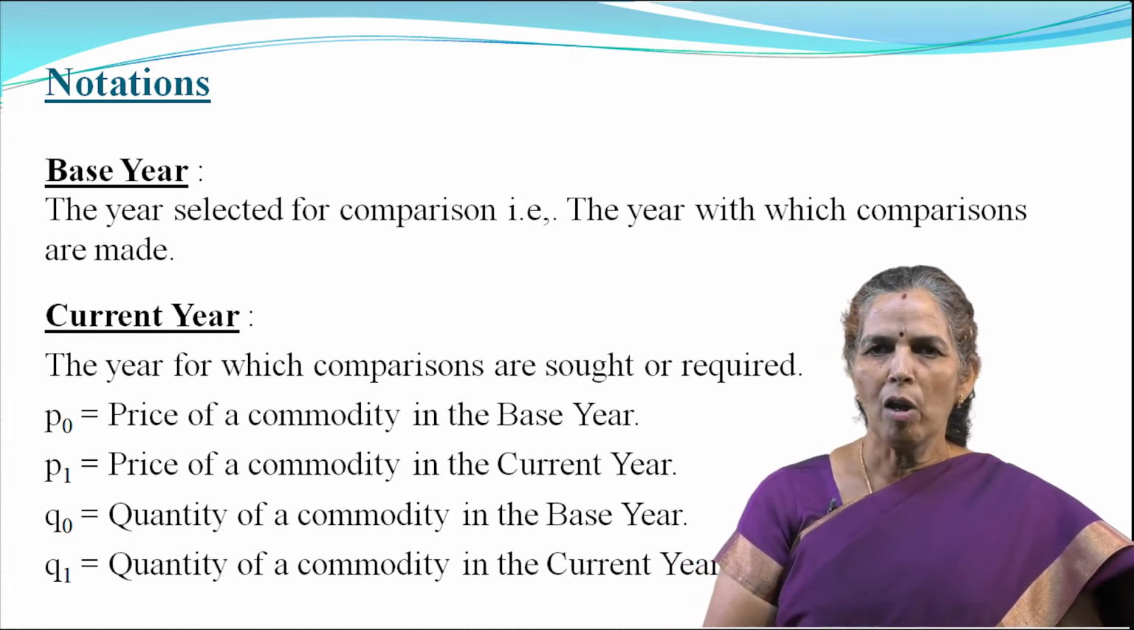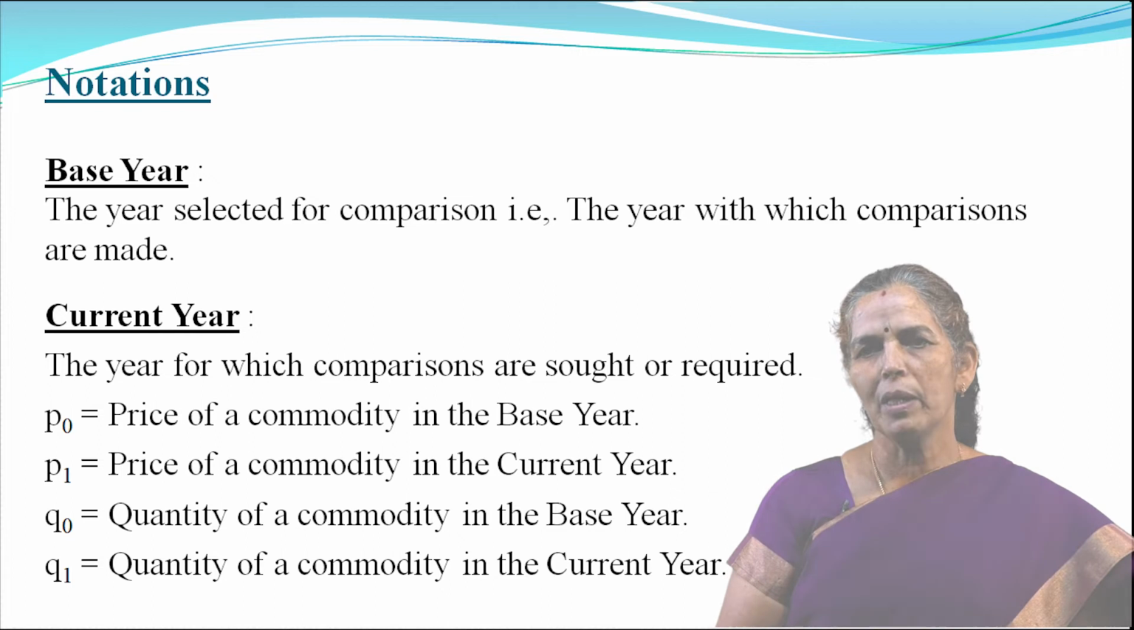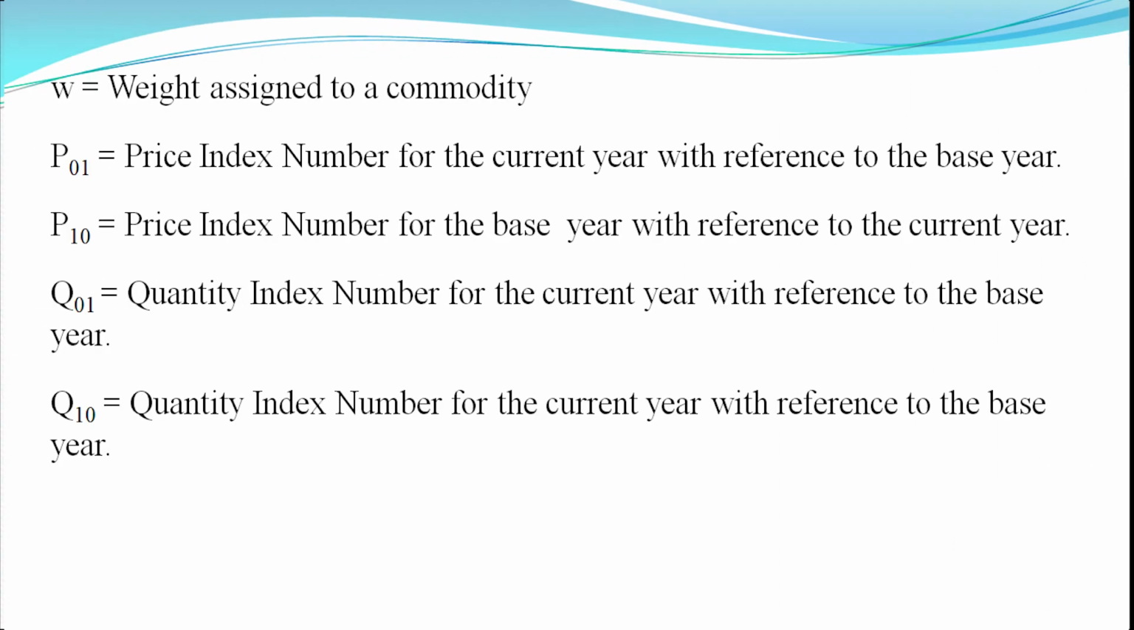The symbols: P0 represents the price of a commodity in the base year, P1 represents the price of a commodity in the current year, Q0 represents the quantity of a commodity in the base year, Q1 represents the quantity of a commodity in the current year. Next, W represents the weight assigned to a commodity, P01 equals the price index number for the current year with reference to the base year, P10 represents the price index number for the base year with reference to the current year, Q01 is the quantity index number for the current year with reference to the base year, and Q10 represents the quantity index number for the base year with reference to the current year.